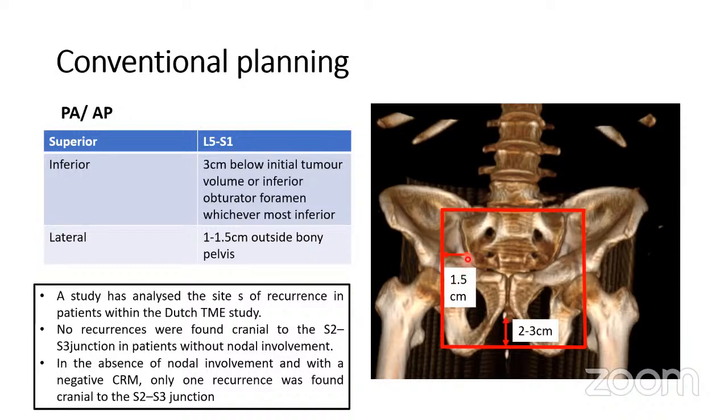And laterally, we go 1 to 1.5 centimeters outside the bony pelvis, especially when there is adjacent organ invasion. We need to cover the external iliac nodes, so we need to go at least 1.5 centimeters.